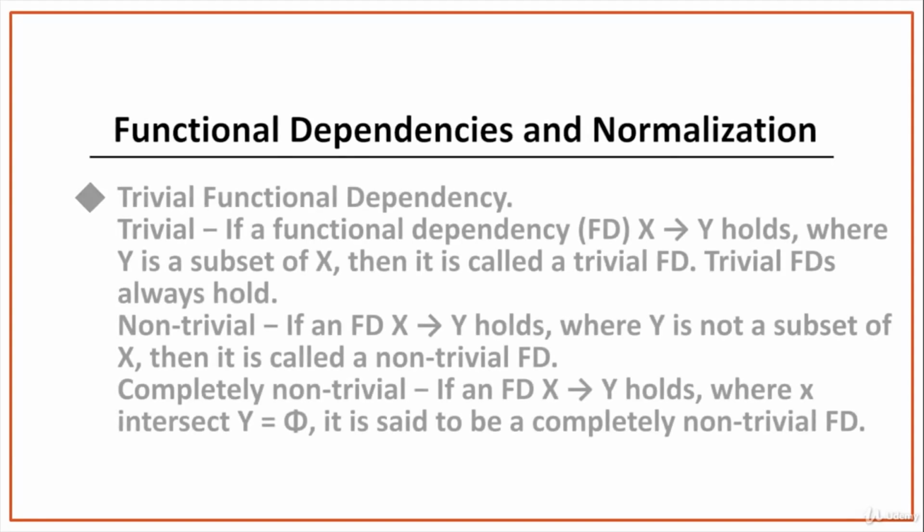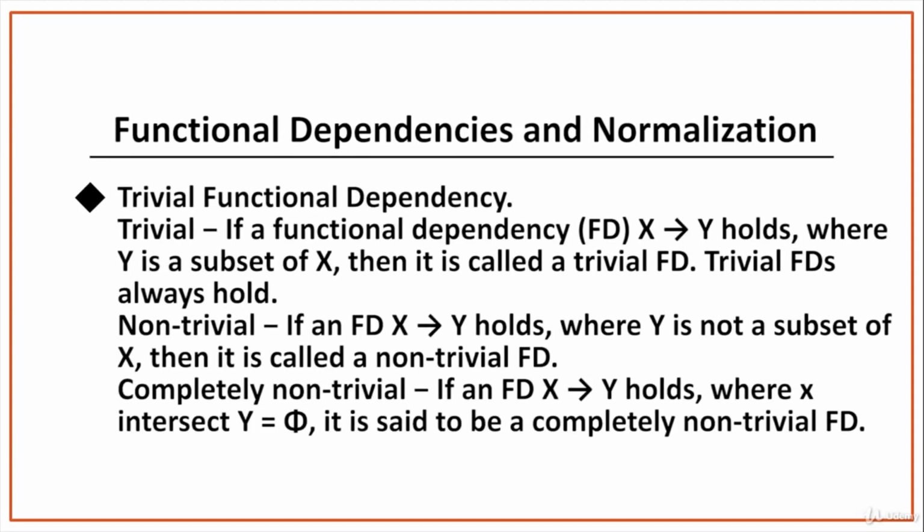Trivial functional dependency. Trivial. If a functional dependency FD X arrow Y holds, where Y is a subset of X, then it is called a trivial FD. Trivial FDs always hold. Non-trivial. If an FD X arrow Y holds, where Y is not a subset of X, then it is called a non-trivial FD. Completely non-trivial. If an FD X arrow Y holds, where X intersect Y equals phi, it is said to be a completely non-trivial FD.